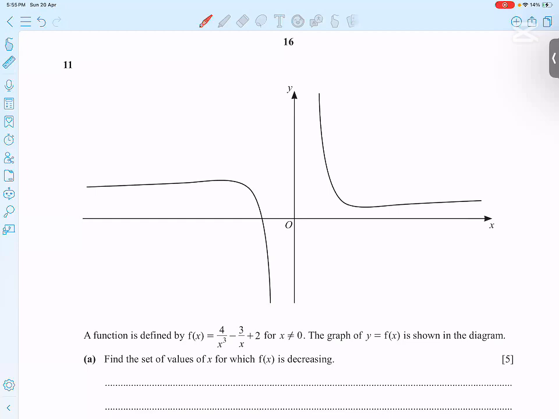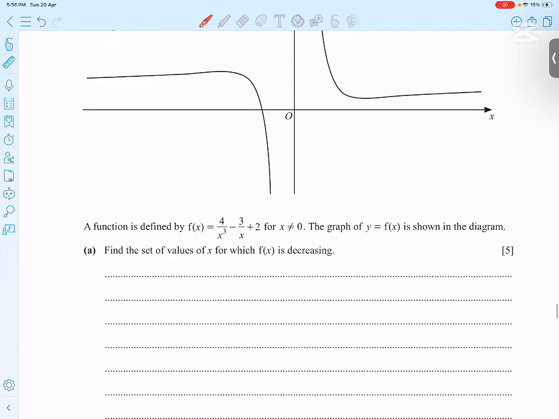Question number 11. A function is defined by this, and x cannot be equal to 0. Make sure. And naturally, there's no solution because the curve is not cutting at x equals 0, sorry. The graph is shown in the diagram. Find the set of values for which the function is decreasing. So basically, we have 2 rules. If the function is increasing, the derivative should be more than 0. If the function is decreasing, the derivative should be less than 0.